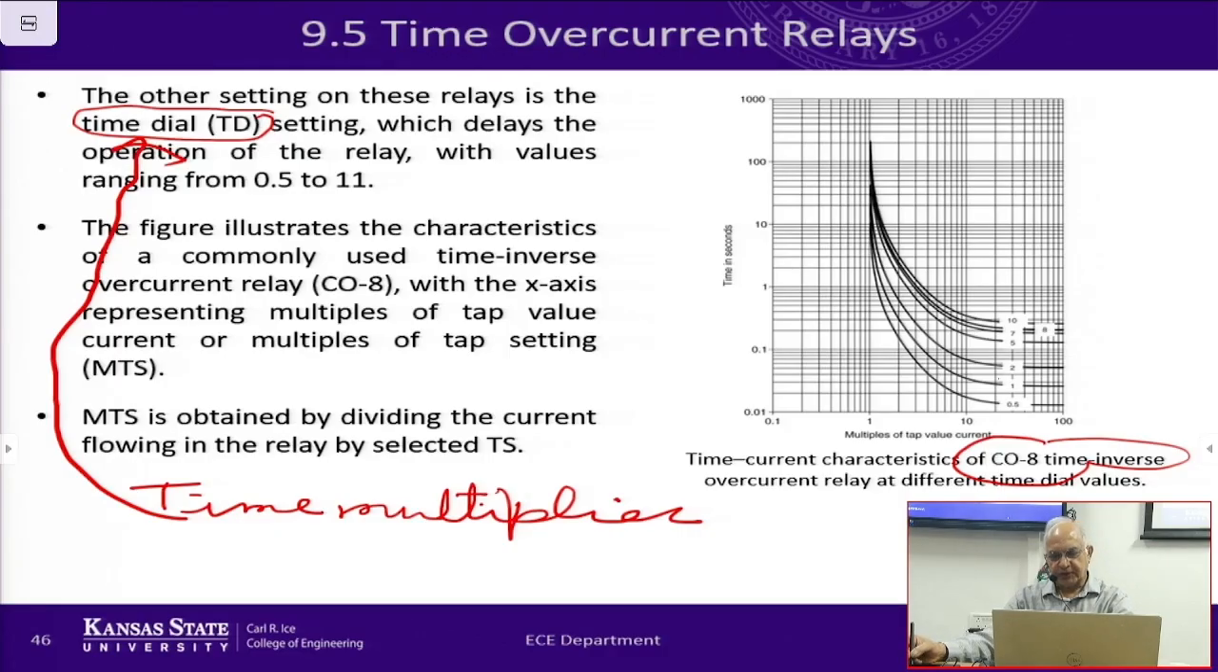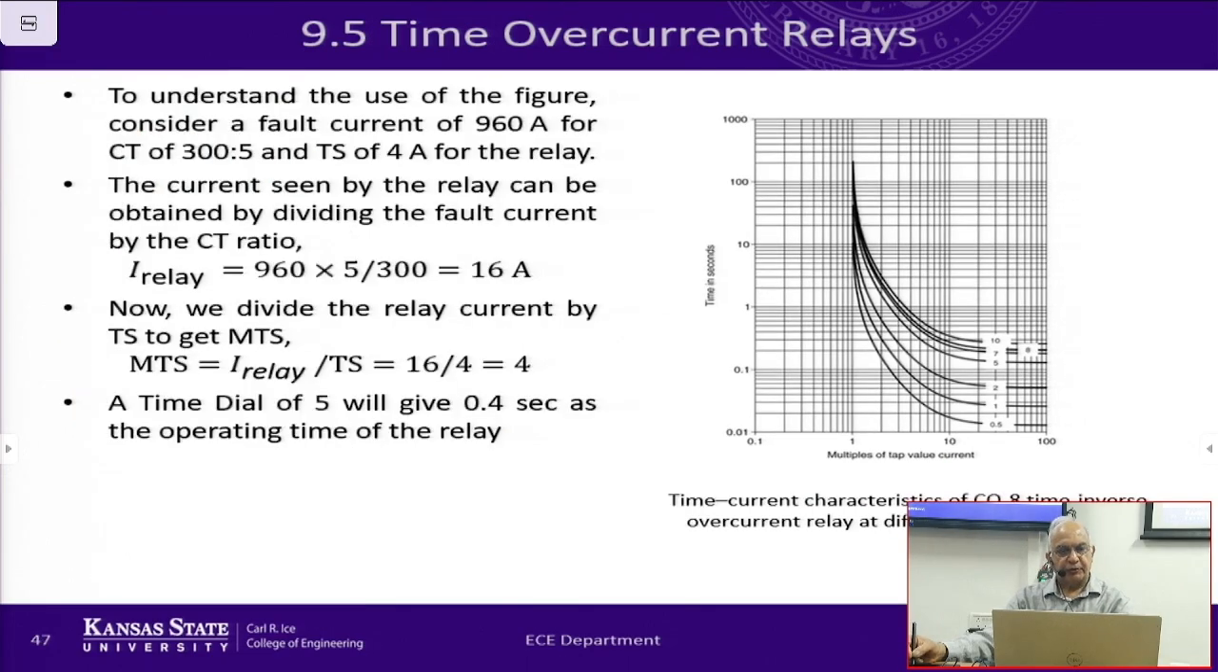Now how do we use them? As an example, in the next slide, I will show a case here. So let's assume that we have a fault current of 960 amps, the CT is 300 to 5, and the tap setting is 4. So what we do is we take 960 and want to find how much is the relay current. So we multiply 960 by the CT ratio, and that gives you 16.